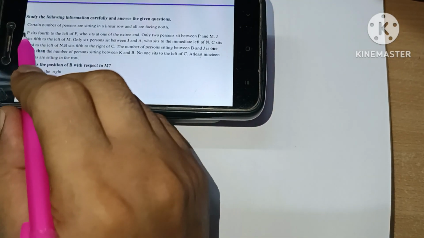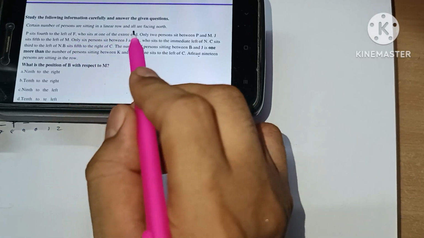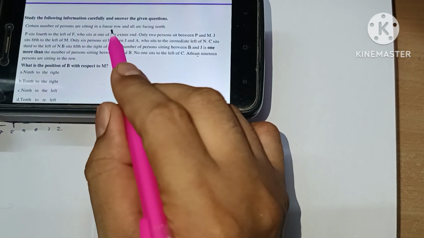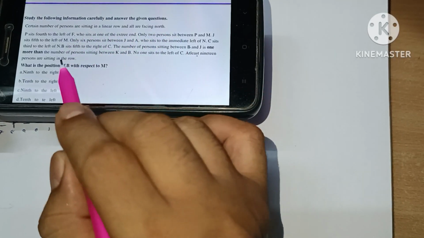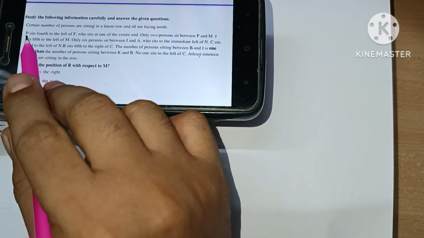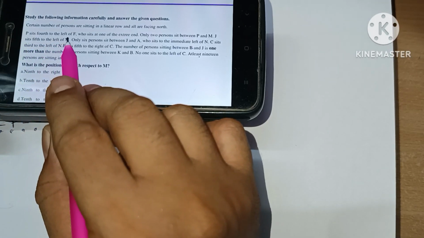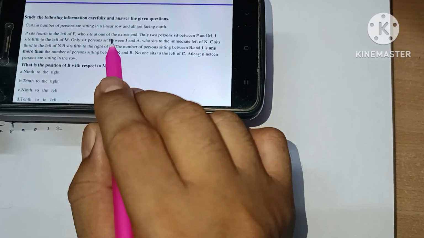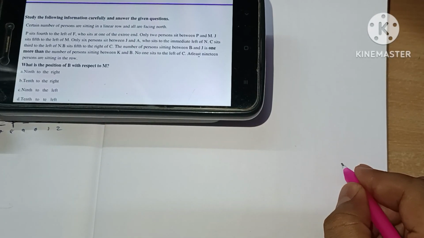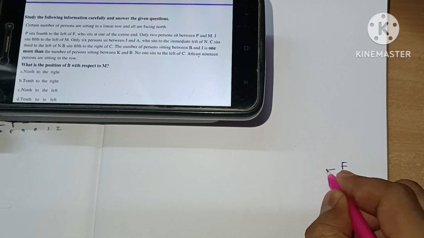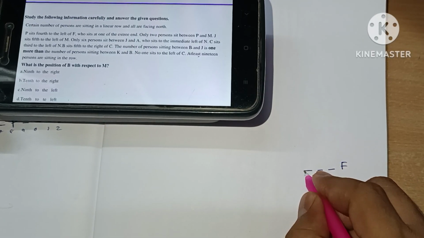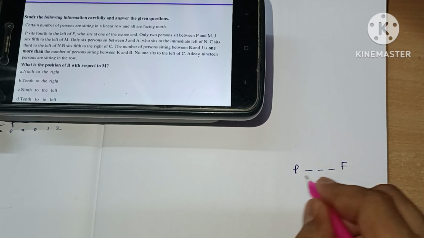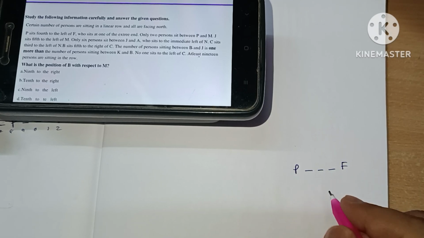We are going to see a reasoning puzzle for an uncertain number of people sitting in a linear row facing north. Let's start the question. P sits fourth to the left of F. F sits at one of the extreme ends. So F sits at one of the extreme ends, and P sits fourth to the left of F. So this is how we write it.